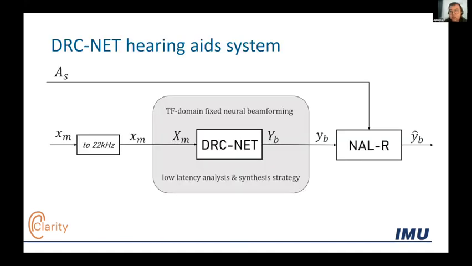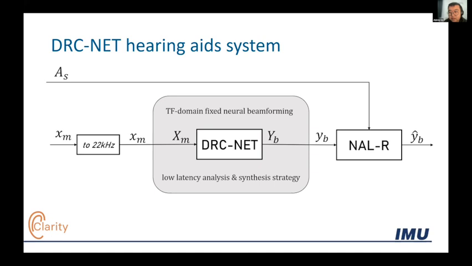So this is the system overview of our hearing aids algorithm for this challenge. We first downsample the microphone signal to 22 kHz, and then use the STFT to transform the signals to the time frequency domain. In the time frequency domain, we use a DRC-NET as a fixed neural network beamformer. As you can see, our system does not use target speaker information or head rotating signal.